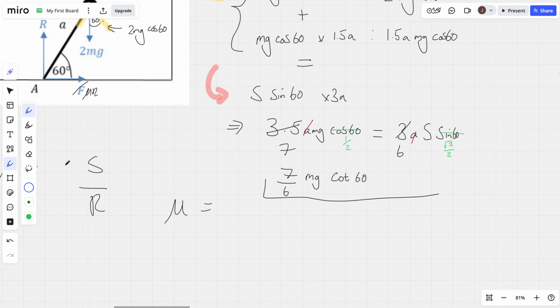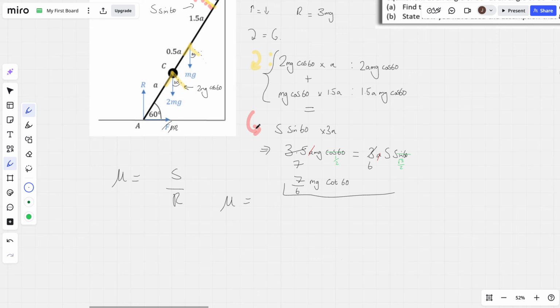So let's just trace my steps back. So that was 7 over 6. I dealt with that bit there. The a's cancel, the mg was there, the cos had the sine over, yeah. So that bit there is the S, and then R is in fact just 3mg. So if you want to tidy this up just a little bit, the mg's will cancel, and you're going to get 7 over 18 cot 60. And if you work this one out, this should be apparently 0.225.